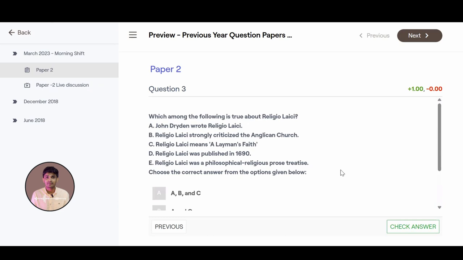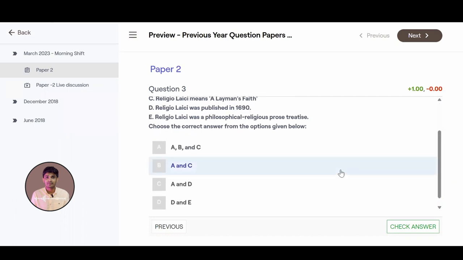Which among the following is true about Religio Laici? Religio Laici is a text. Which among the following is true about the work? John Dryden wrote Religio Laici. Religio Laici strongly criticizes the Anglican Church. Religio Laici means a layman's faith. It was published in 1690. Religio Laici was a philosophical religious prose treatise. Give me the answer. Let's try A and C.